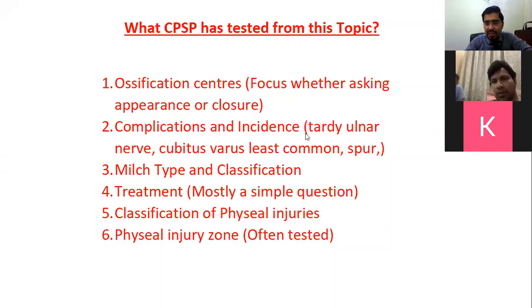Complications and incidence: they like to know the complications of lateral condyle fracture. You must read these complications from Bullough's and from Campbell as well. The next thing they like to ask is the Milch type classification, and then the physeal injuries classification. I have another question in the next few slides. What else do they ask? The physeal injury zone is often asked. That is very confusing, so I would say the physeal injury zone must be done from Campbell.